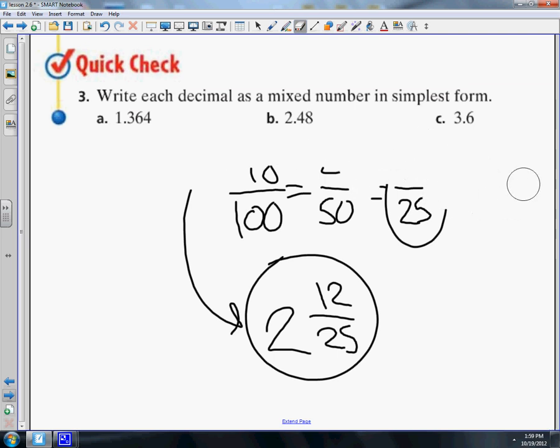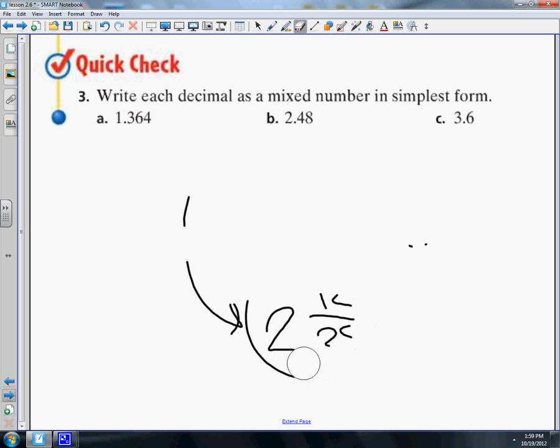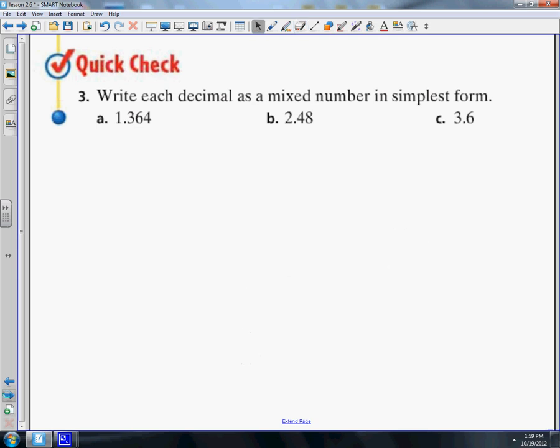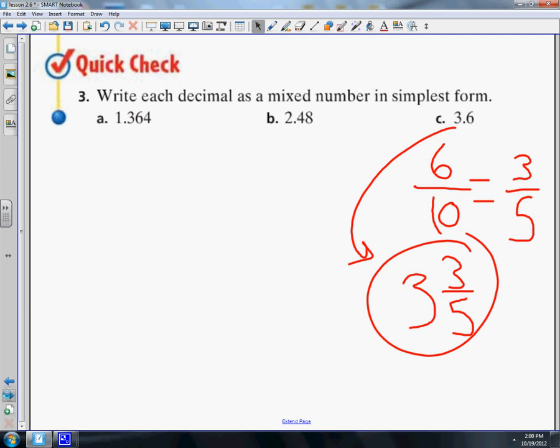For letter C, let's go ahead and set that up. If we look at the decimal 3.6, we see 6 is in the 10th spot, so we're just going to put a 10 under there. If we simplify that fraction, divide both by 2, we have 3 over 5. So all we have to do now is tack our 3 to the front, put our fraction in place, and there we go. 3.6 is equal to 3 and 3/5.